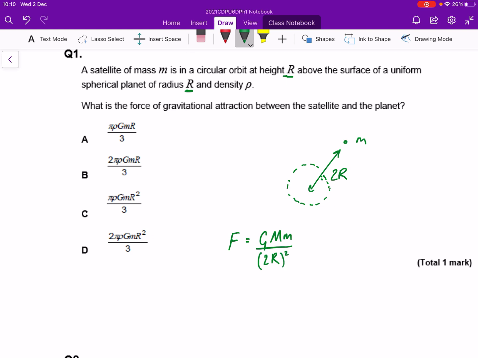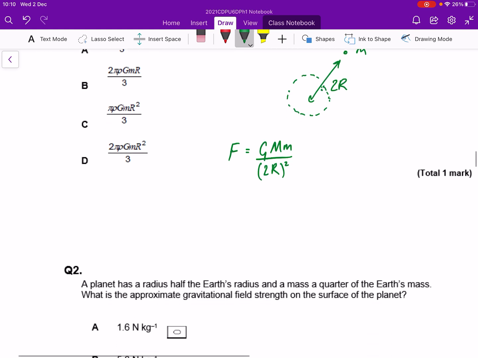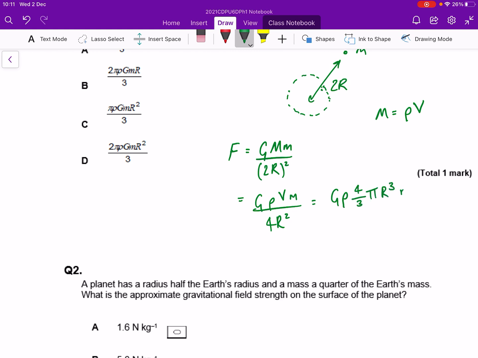2r squared. Now, if we look at the options here, we can see that we're interested in the density of the planet. So we know that mass is density times volume, so we can substitute that in here. So we've got G, density times volume, m, over, and let's expand this now. So this is 4r squared. Now, the volume of the planet is given by 4 over 3 pi r cubed, m, over 4r squared.